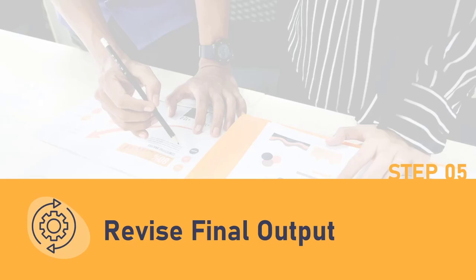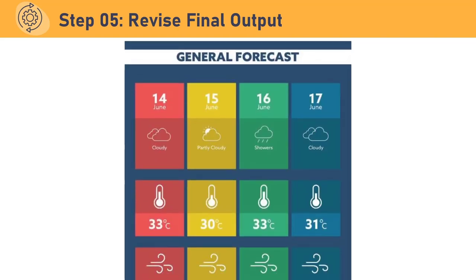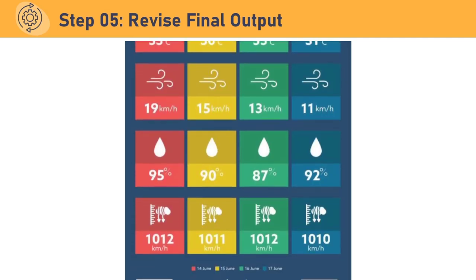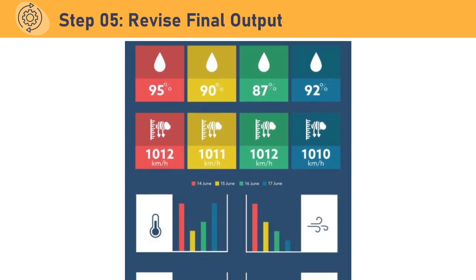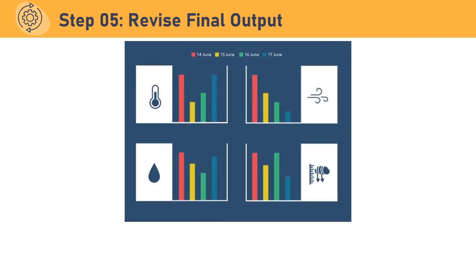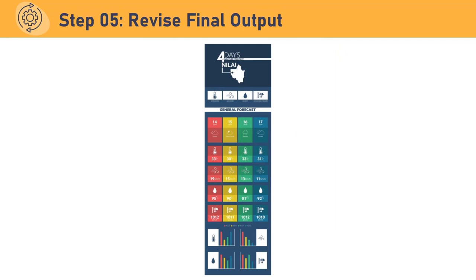Okay, as you can see, this is the final output. They have this kind of color because we want to create contrast, and the icons also represent nicely with the bold text over here. Okay, and all the data is arranged properly with the legend over there, and then we also inserted graphs that represent the temperature, the wind, the humidity, and the barometer. Okay, that's the final output of the infographic.